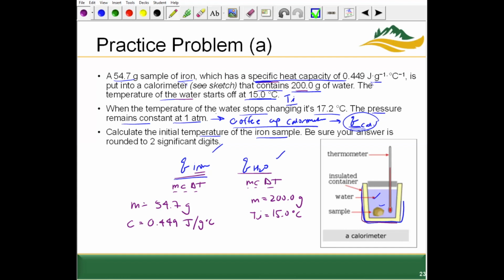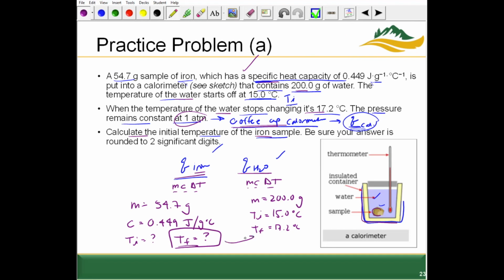When the temperature of the water stops changing, it's at 17.2 degrees C. We're at constant pressure. This told us we're in a coffee cup calorimeter. Then we're going to calculate the initial temperature of the iron sample. Before going to this, I want you to think about, do we know information about T final of the iron? It's not given to us in the problem, but what connection can we make about the iron and the water?